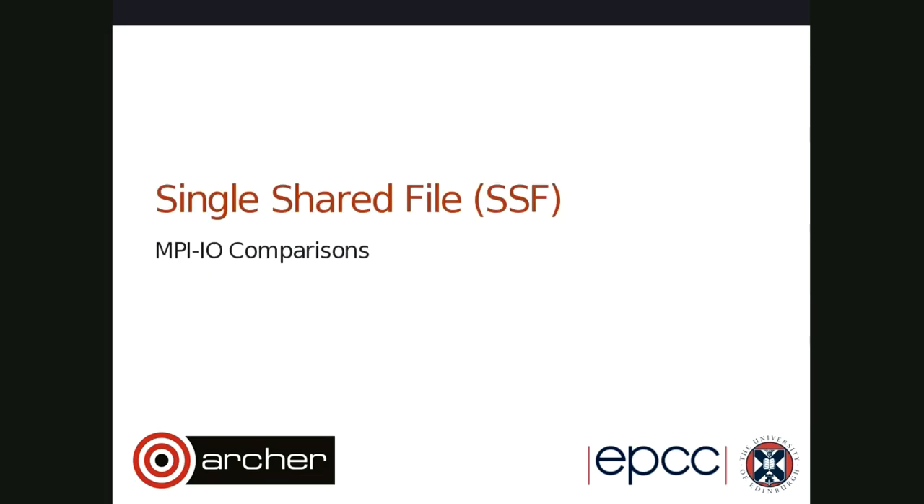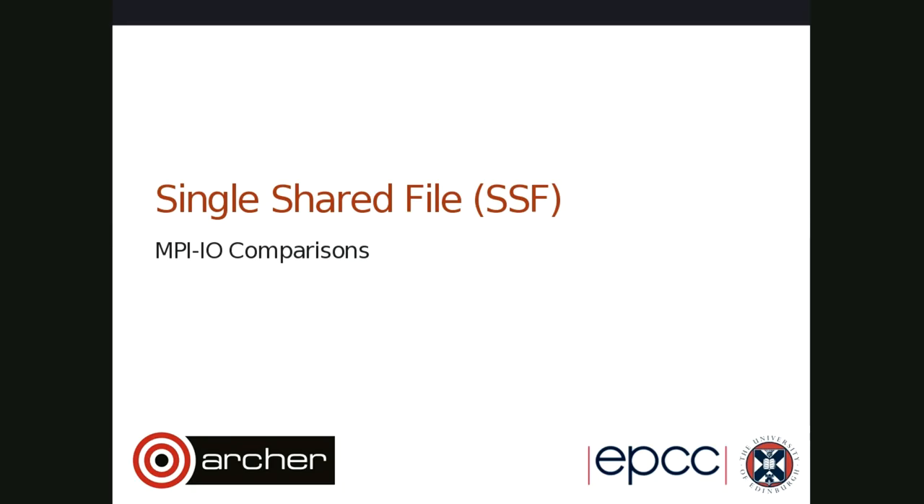Okay. So I'm going to split the rest of this talk into three sections. I'm going to talk about single shared file performance using MPIO. I'm going to talk about file per process performance using simple Fortran binary writes from each process to their own file. And then I'm going to talk about some comparisons between the two of them before finally drawing some conclusions.